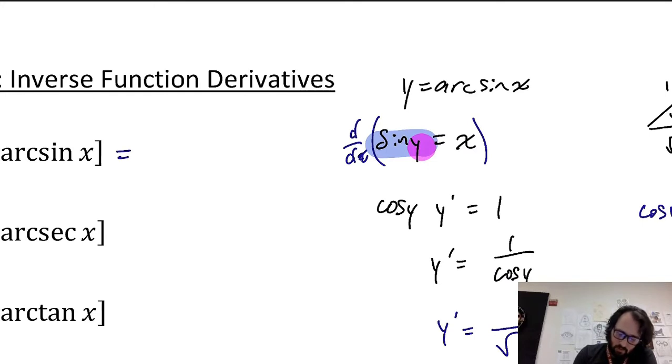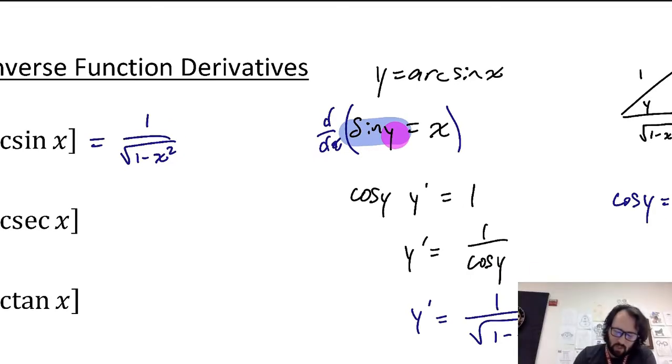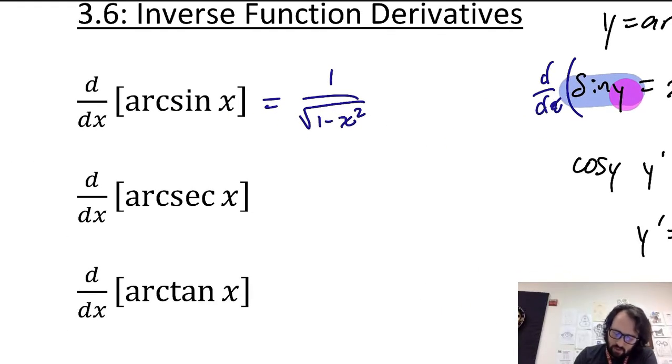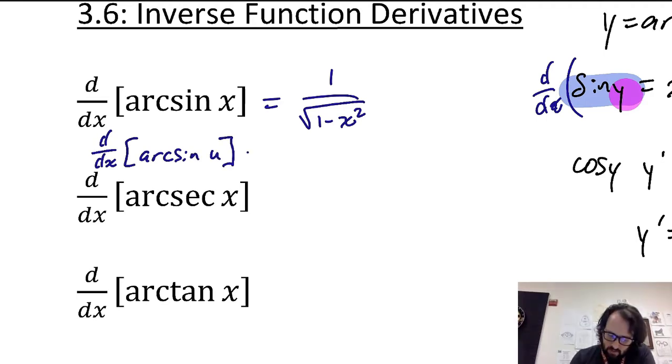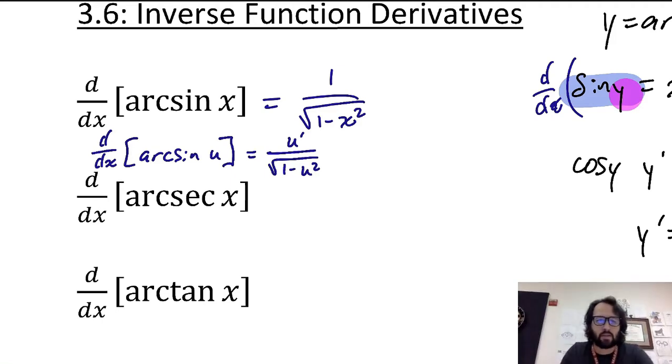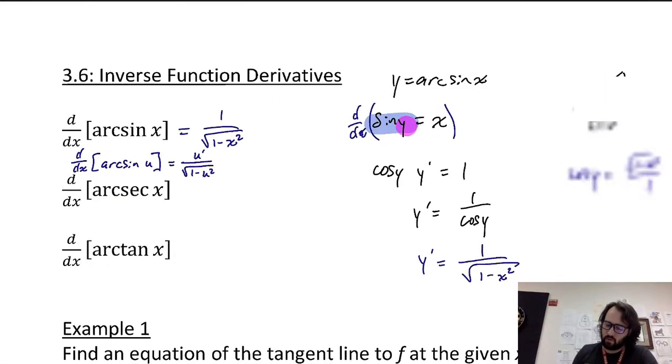So this is 1 over the square root of 1 minus x squared. And that would be it. If we wanted to generalize this and say that I had the derivative with respect to x of arc sine of u, where u is a function of x, then this is u prime over the square root of 1 minus u squared. So it's 1 minus the function inside squared, times the derivative of the function inside. All right, that's just thinking about this in terms of the chain rule. So there's our first one, the derivative of arc sine.